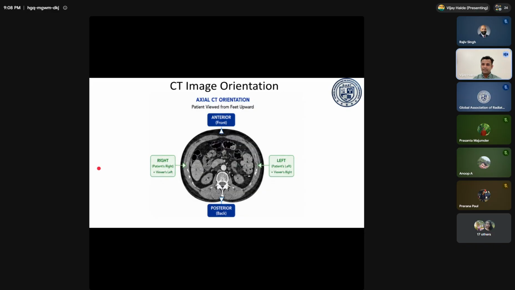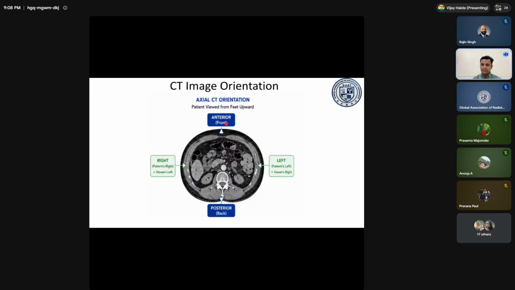So CT image orientation is like we are standing at the feet of the patient. We are viewing the image as if standing at the patient's feet, looking towards the patient's head. So the patient's right side is on the left side of the image. Here we can see this is the patient's left side, and the viewer's right side means our right side. The patient's left side appears on the right side of the image, and the patient's right side is the viewer's left side.